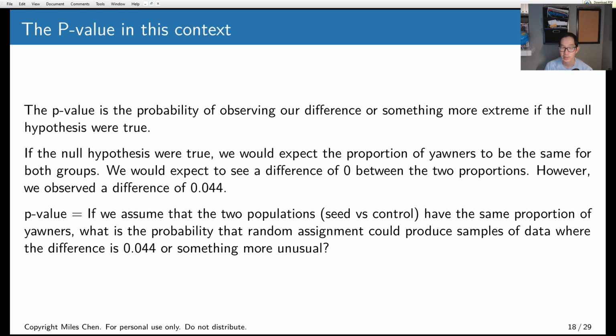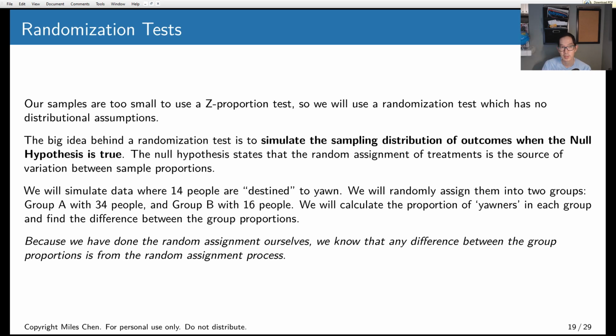So, if we assume that the two populations have the same proportion of yawners, then what is the probability that random assignment could produce samples of data where the difference is 0.044 or something larger? Again, we can't use the z-test because our samples are too small. So with the randomization test, we're going to simulate the sampling distribution of outcomes when the null hypothesis is true. Let's just assume the null hypothesis were true, and see what kind of results we could get when we do the randomizing ourselves.